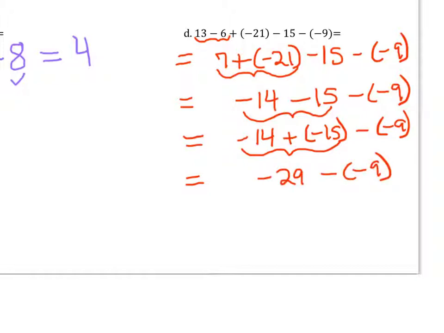Now again, I'm going to change that subtraction to addition. So I have negative 29 plus the opposite of negative 9, which is a positive 9. And notice with this addition, the signs are different. So I'm going to do 29 minus 9, which is 20, but I've got to keep the sign of that negative 29. So my solution would be negative 20. That's addition and subtraction of integers. Let's get to multiplication and division.